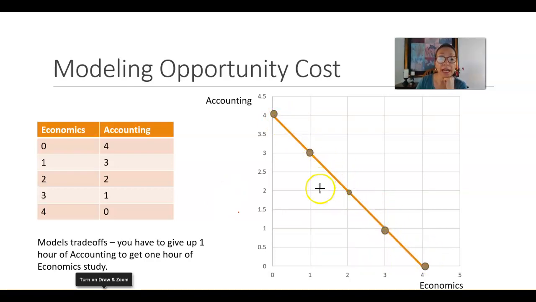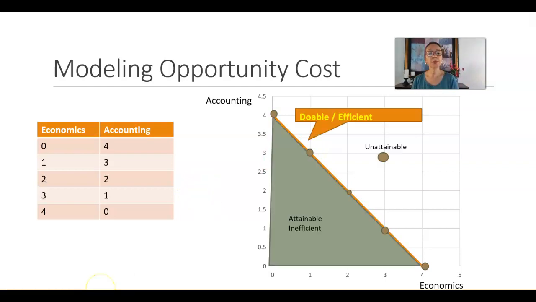It measures how much we have to give up to get something else. We have to give up 1 hour of accounting for every incremental hour that we want of economics. In this way, we are measuring opportunity cost and we're modeling it. So the yellow line shows all the possible combinations that we can achieve with our resources. We can certainly do 1 hour and 1 hour.